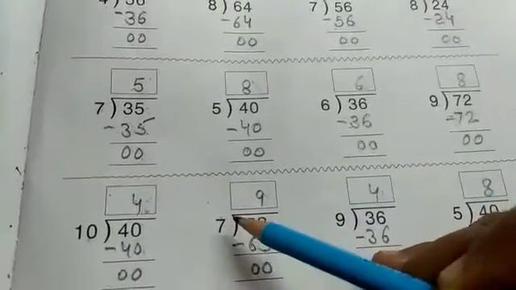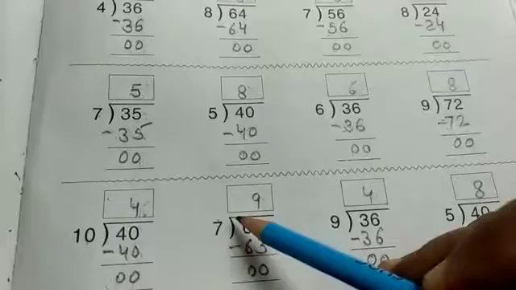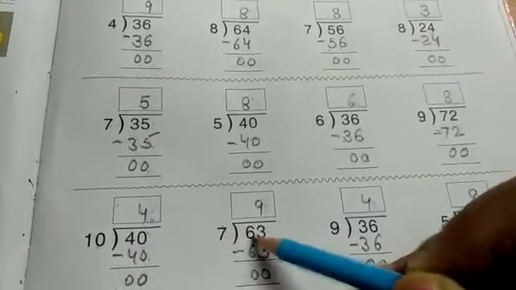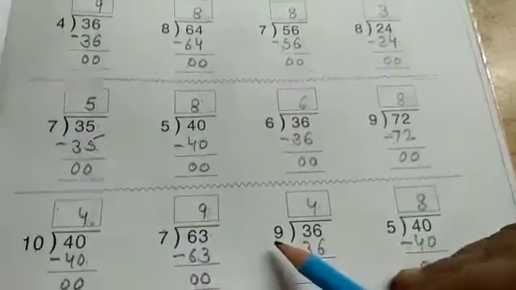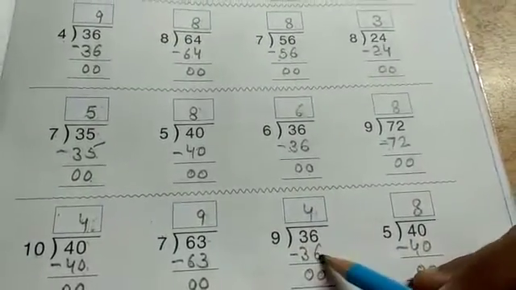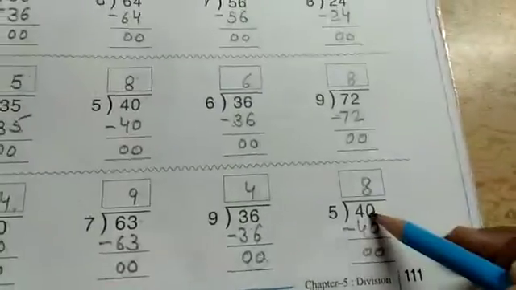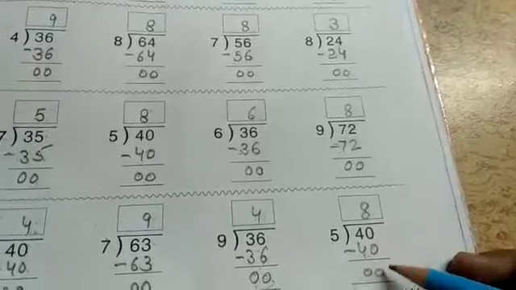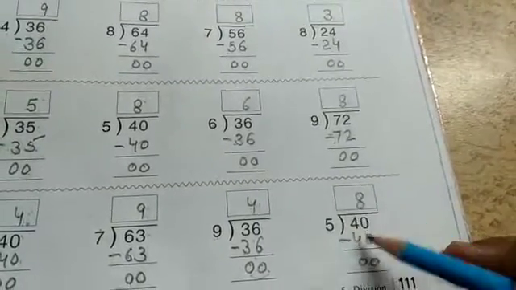63 divided by 7. 7 9s are 63. Children, you should be knowing the table of 7 before doing this sum. 3 minus 3 is 0. 6 minus 6 is 0. Moving on to next, 36 divided by 9. 9 4s are 36. 6 minus 6 is 0. 3 minus 3 is 0. 40 divided by 5 comes to 5 8s are 40. 0 minus 0 is 0. 4 minus 4 is 0. So the answer to this is 8.